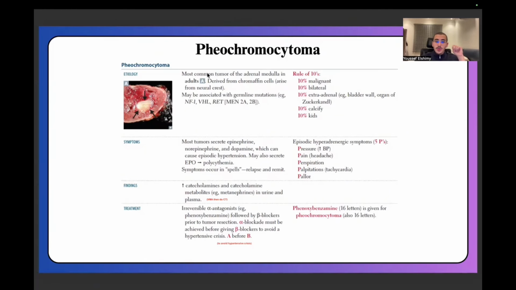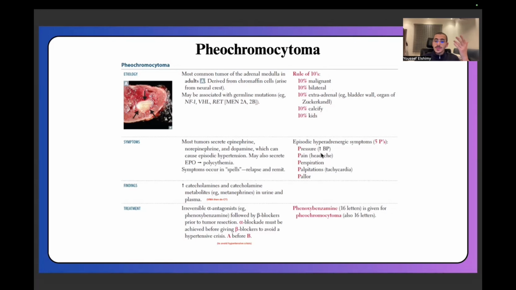Just a recap, it's the most common tumor of the adrenal medulla in adults. It's derived from the chromaffin cells. Chromaffin cells arise from neural crest cells, which is ectodermal. Rule of 10: 10% is malignant, which means that 90% is benign. 10% is bilateral, so 90% is on one side. 10% is extra-adrenal, so 90% is in the adrenal. 10% calcifies, and 10% happens in kids. And the symptoms happen because of the secretion of epinephrine, norepinephrine, and dopamine.